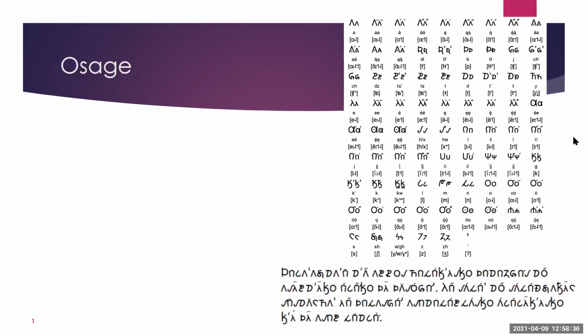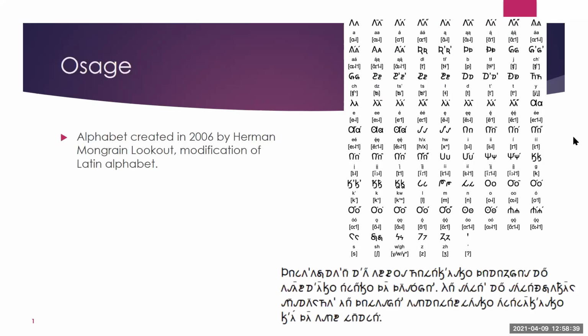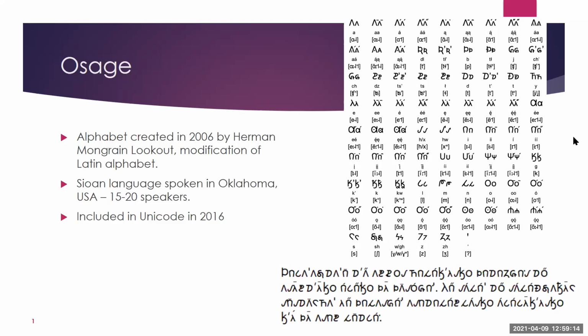This is Osage, which is an alphabet that was created in 2006 by Herman Mongrain Lookout. It is a modification of the Latin alphabet, and it's used for a Siouan language. Osage is a Siouan language that's spoken in Oklahoma by only about 15 to 20 elderly people. The creation of this script was sort of a push to get more people to learn and use the language to try to save it. And it was included in Unicode in 2016.